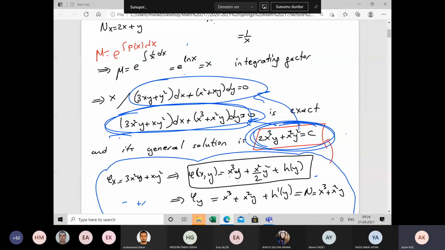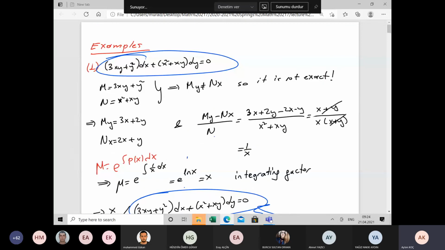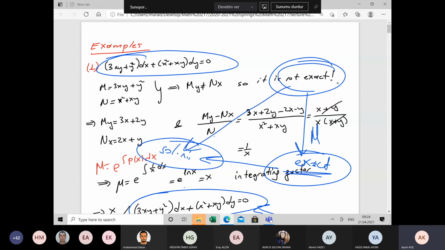And the method here: take the non-exact equation. Find the mu. We obtain an exact equation, and solve this equation. We obtain the solution of the exact equation. But we claim that this solution is also a solution of the given equation, the first equation, not the exact equation. The non-exact equation and the exact equation have the same solution.